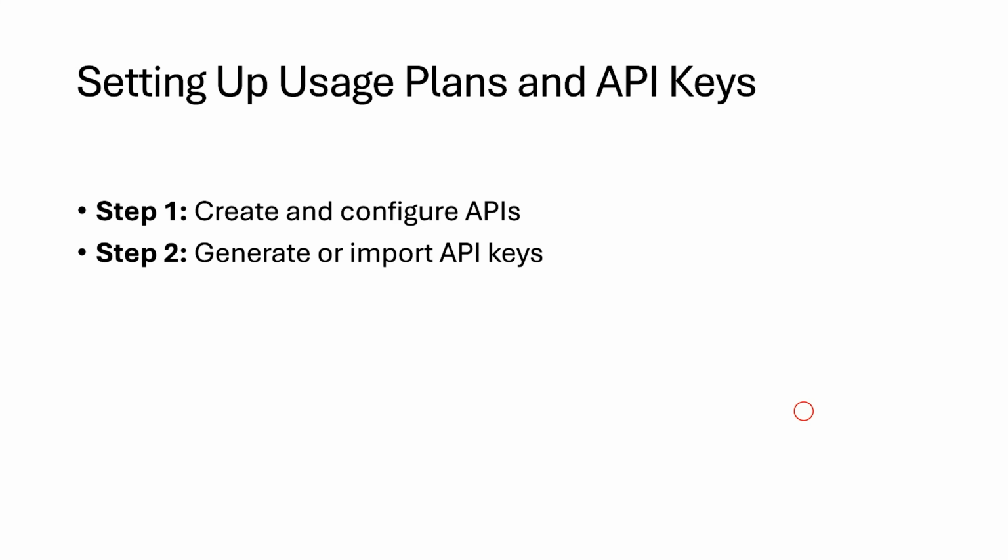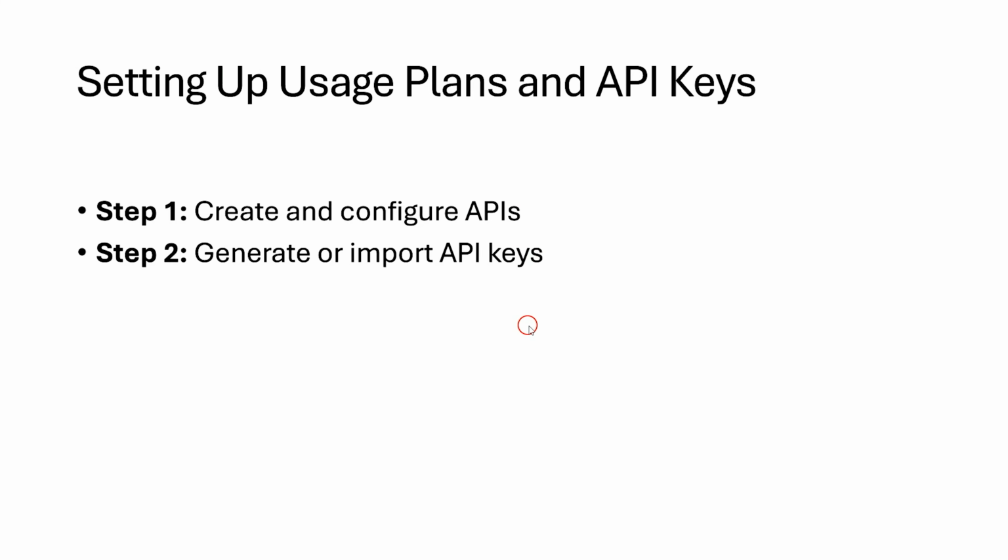The second one is generate API keys. Once your APIs are ready, you have to generate API keys, or if you already have API keys available, import those API keys. These keys will be distributed to your customers or the developers who will be using your API. By using these API keys only, they can access the API. Since we have already configured our APIs with API keys and generated or imported them into the APIs, fine.